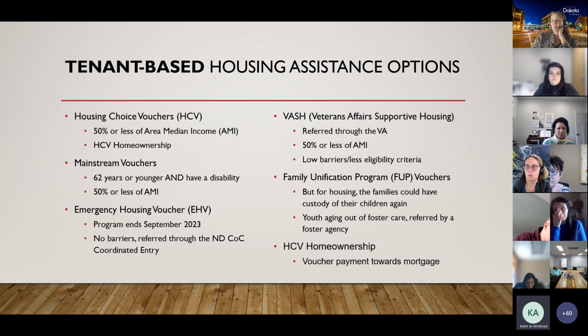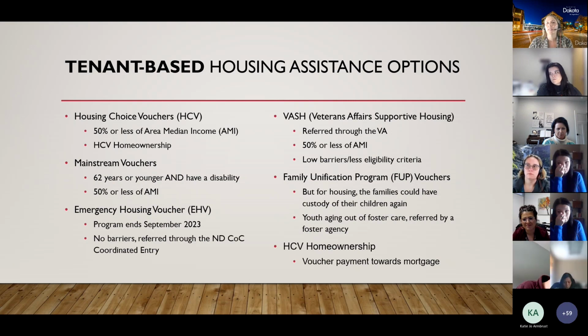So with a Housing Choice Voucher, the voucher is the subsidy, and it's paid directly to the landlord on behalf of that family. And then based on their income, they are also required to pay a portion of their income towards their rent.